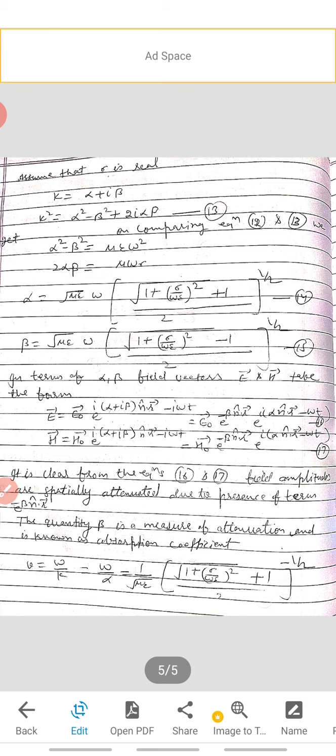And if we find the speed, then v is equal to omega by k, and this will be equal to omega by alpha, and we finally get v is equal to 1 upon under root mu epsilon and under root of 1 plus sigma upon omega epsilon whole square plus 1 divided by 2, whole power minus 1 by 2. This is the expression for speed.